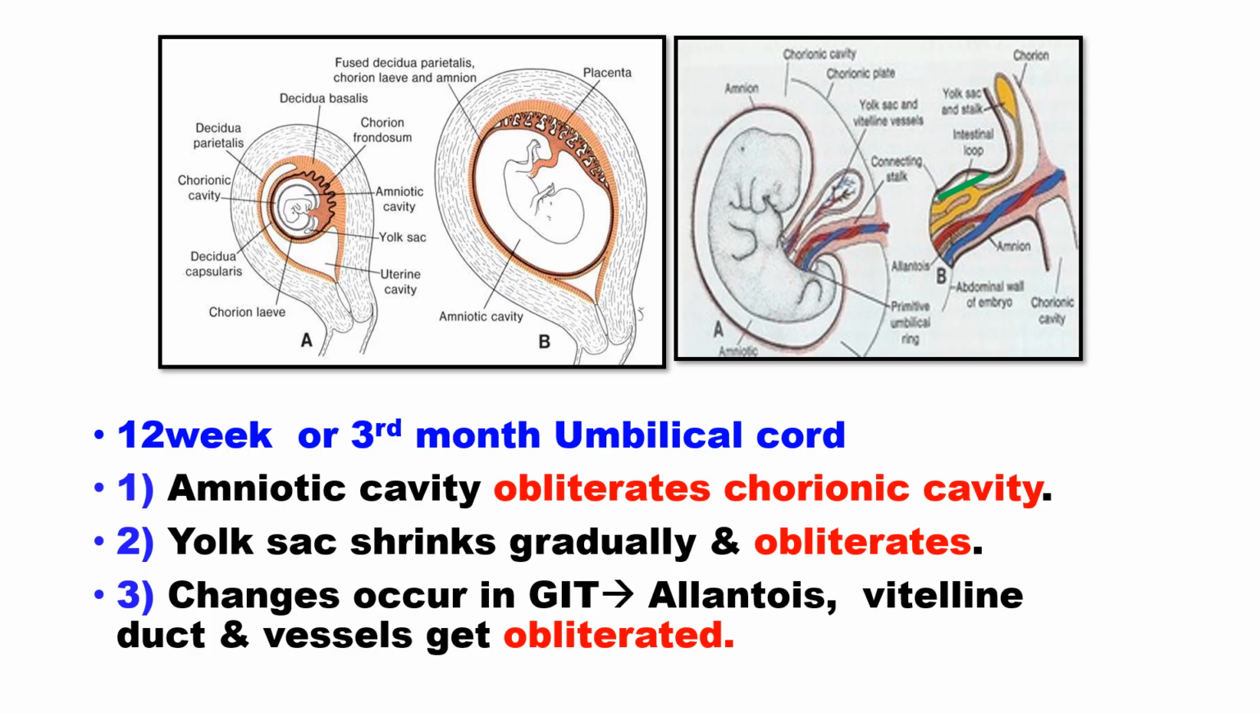At 12th week, or third month, the umbilical cord presents the following changes: the amniotic cavity obliterates the chorionic cavity and the yolk sac shrinks gradually and obliterates. Changes occur in the gastrointestinal system. Therefore, allantois, vitelline duct and vessels get obliterated.